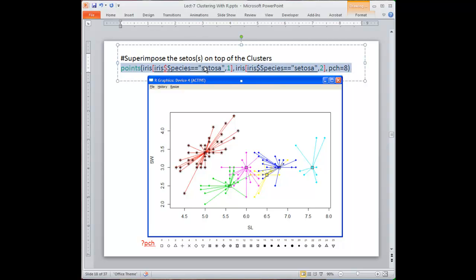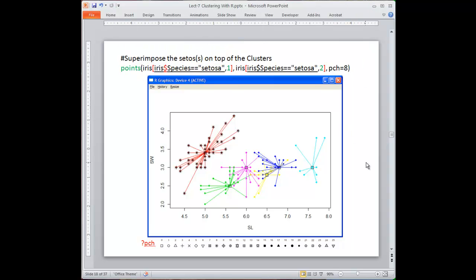And remember what I'm doing here. When there are square parentheses and a comma, I can put row numbers here, or I can put a conditional statement. And this is what we did here. I superimposed the setosas in here. They fit into this cluster, and this is good.